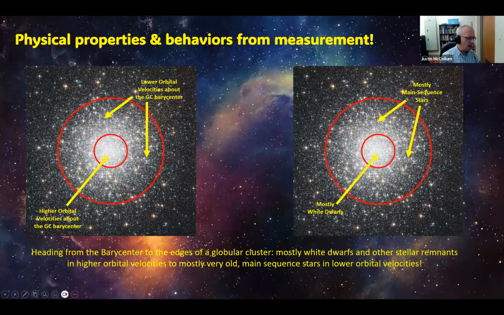So we have higher velocities and lower velocities. Mostly main sequence stars take a longer time to orbit around the center of the globular cluster, while the more massive stars, the white dwarfs, the neutron stars and black holes, are at higher orbital velocities towards the center.